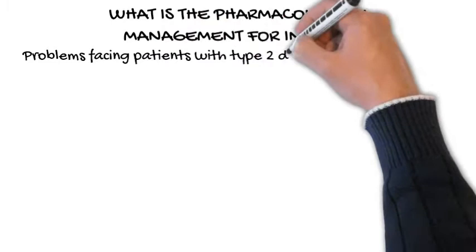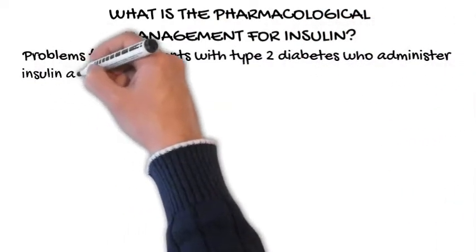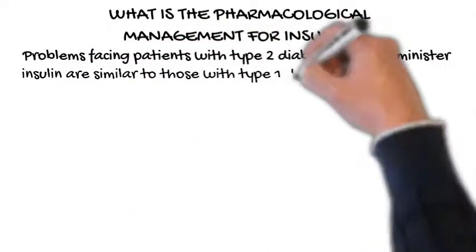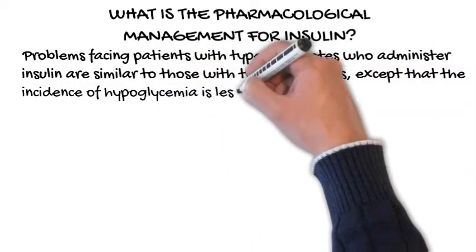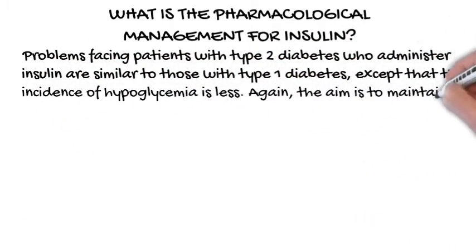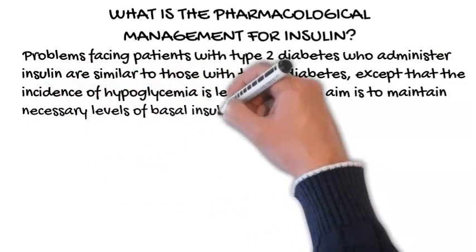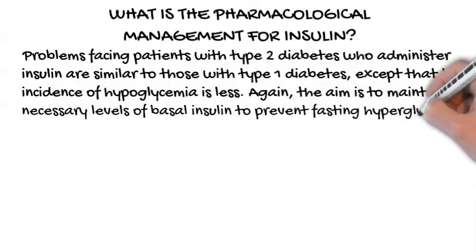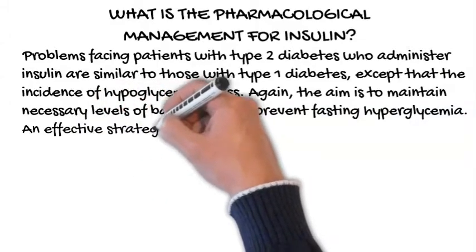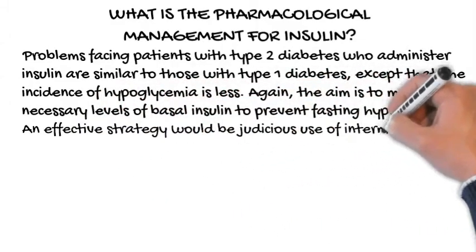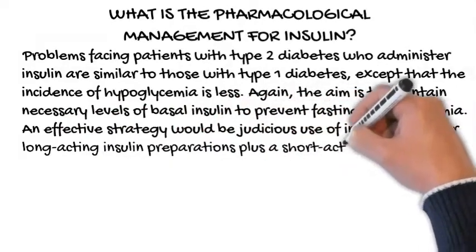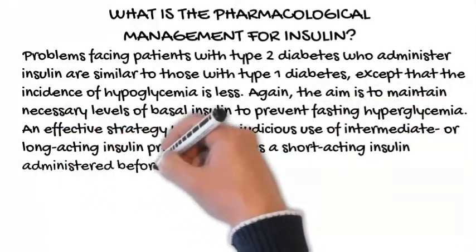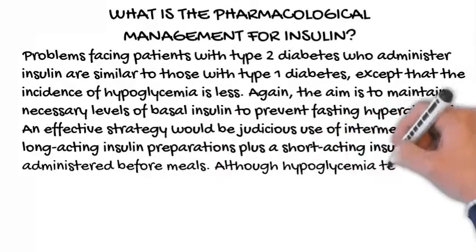Problems facing patients with type 2 diabetes who administer insulin are similar to those with type 1 diabetes, except that the incidence of hyperglycemia is less. Again, the aim is to maintain necessary levels of basal insulin to prevent fasting hyperglycemia. An effective strategy would be judicious use of intermediate or long-acting insulin preparations plus a short-acting insulin administered before meals.